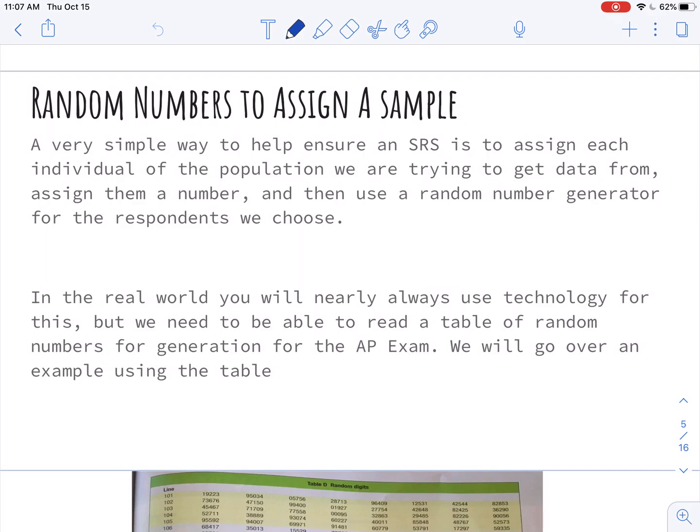All right, random numbers to assign a sample. So a very simple way to help ensure an SRS is to assign each individual of the population we are trying to get data from a number, and then use a random number generator for the respondents we choose. I will show you how to use your calculator for this. In the real world, you always use a random number generator. You will use a TI-83 calculator.